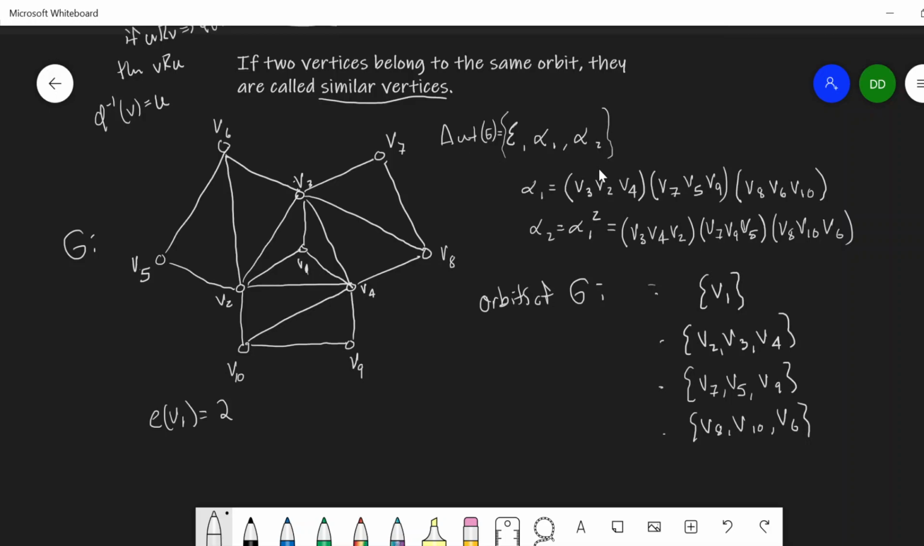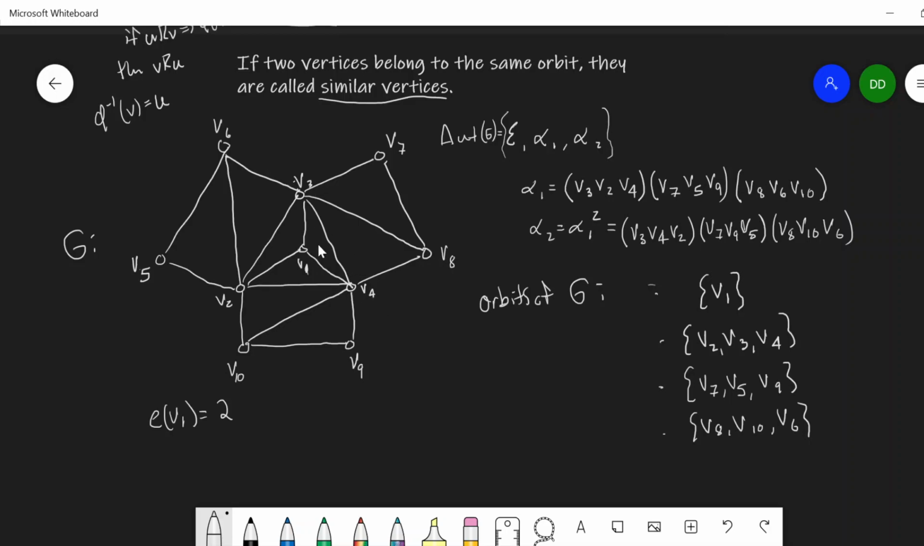So what are the orbits of G then? The orbits of G: notice V1, there's no automorphism that sends V1 to any other vertex of the graph. It's fixed by all automorphisms. And so that means that V1 is in an orbit by itself.